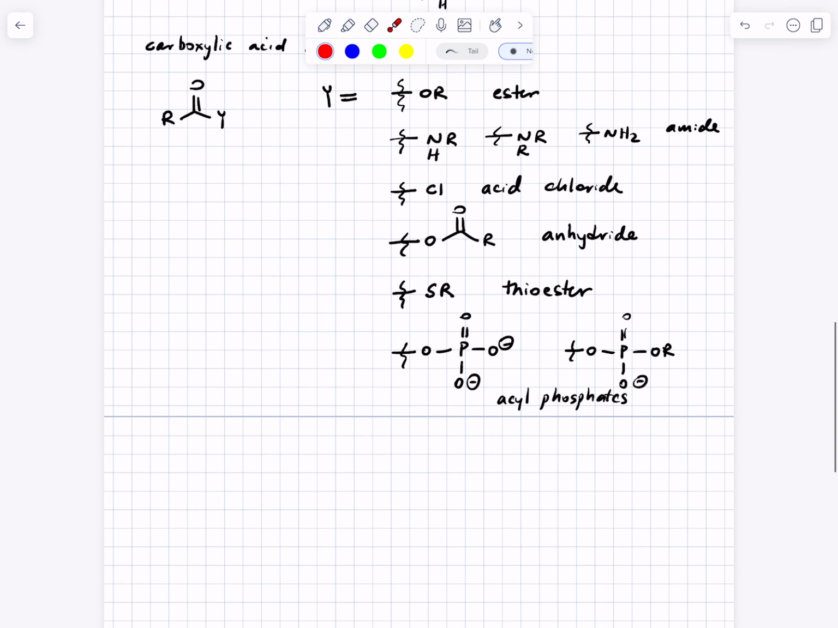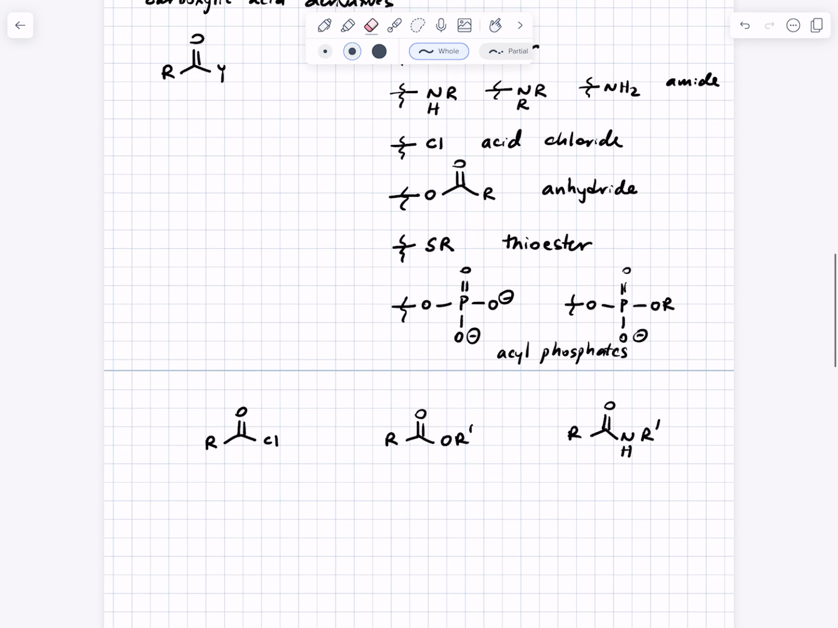All right. So to do this, I want to compare the acid chloride, the ester, and the amide. Okay? And I will tell you that the acid chloride is most reactive and the amide is least reactive. There are a few ways you can rationalize this.